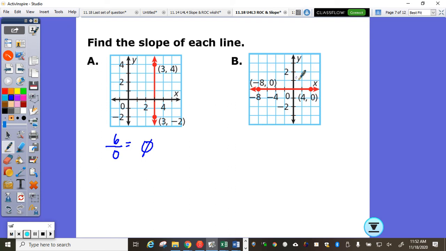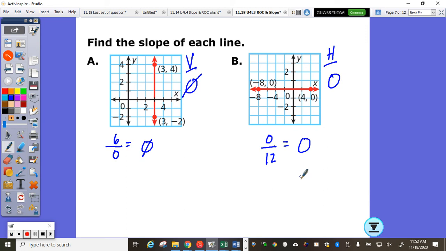Contrary to that, over here on a horizontal line, my rise is nothing. My run, 1, 2, 3, 4, actually this is 2, 4, 6, 8, 10, 12. But in that case, the slope is still going to be 0. So if I have a vertical line, my slope is always undefined. If I have a horizontal line, my slope is always 0.